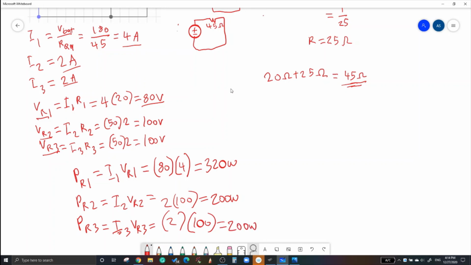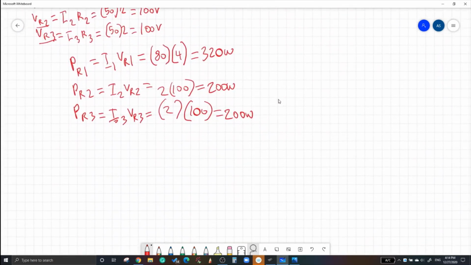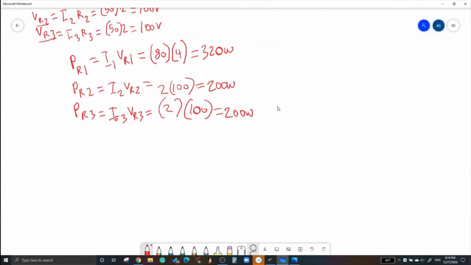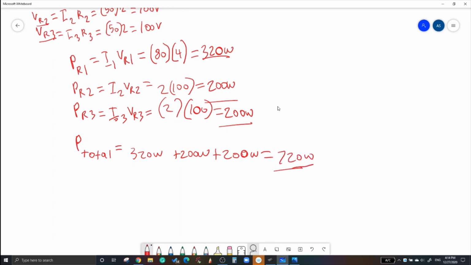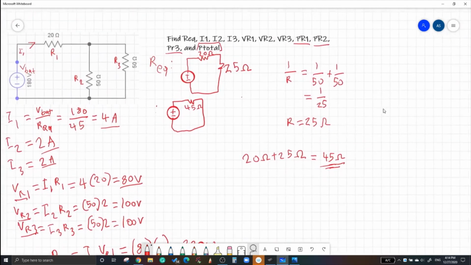Now in the problem, the last step we need to do is find P total. To find P total, it's just simple. We need to add up these 3 values here, and we will get P total. So it'll be 320 watts plus 200 watts plus 200 watts. Now this will be a total of 720 watts. So now we have found all of the values that are asked in the problem.